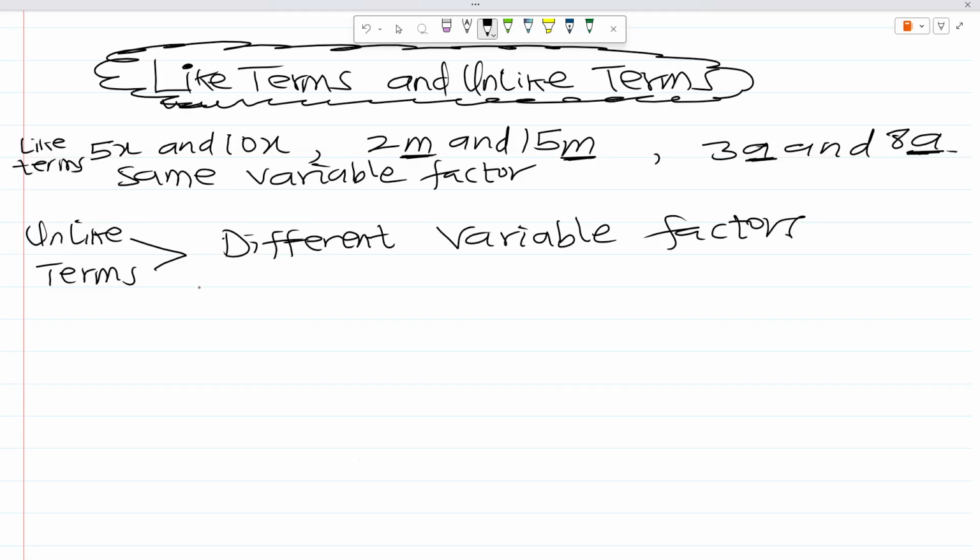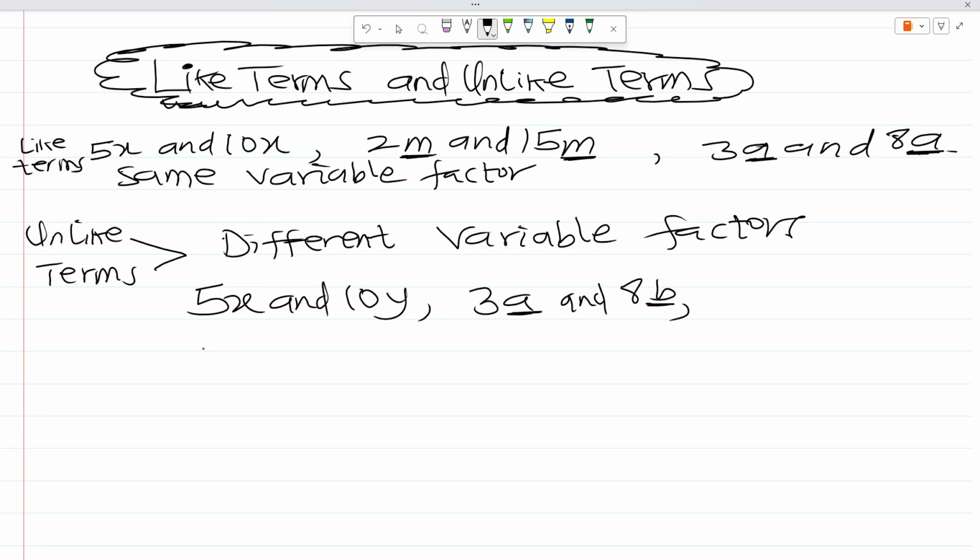So for instance, what can we say is like terms and unlike terms? Unlike terms look like this. If I have 5x and 10y, these are unlike terms. If I have 3a and 8b, can you see that the variable factor here is not the same as this? So these are unlike terms.